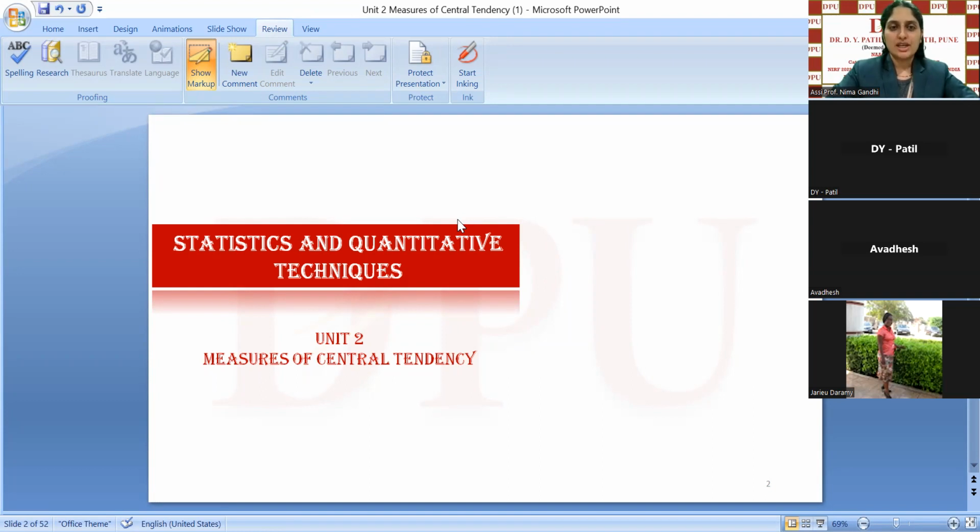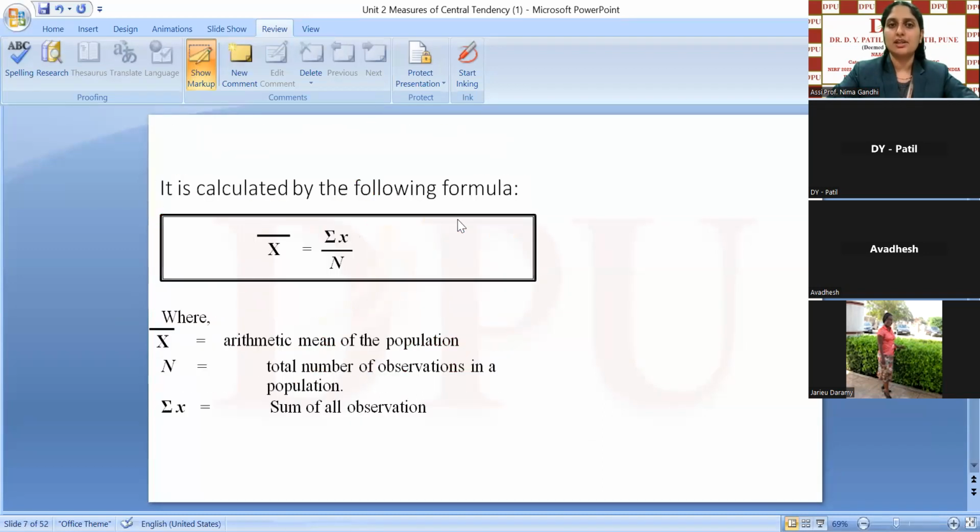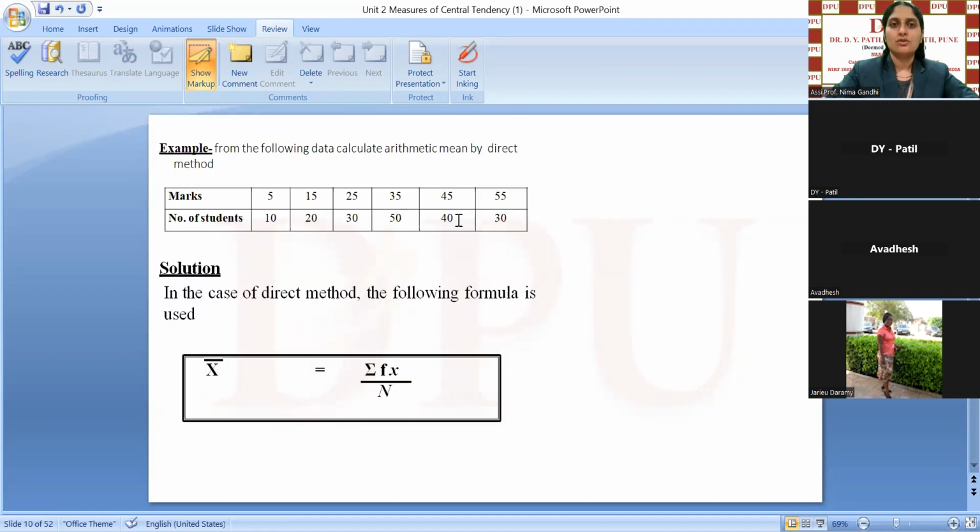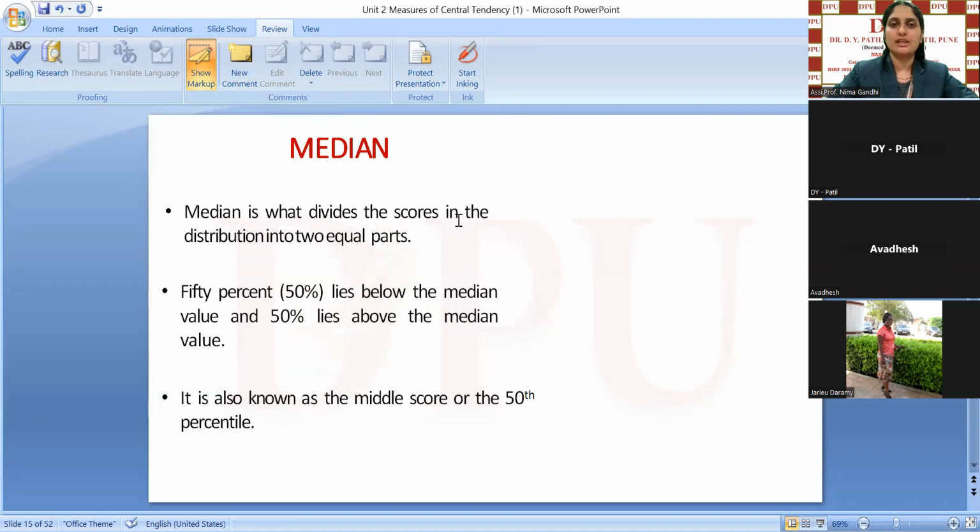Measures of central tendency, what is the meaning of this? In this you want to know a single number which is representing your whole data. We have already learned about the arithmetic mean, and now we have also seen the concept of the median. We'll see the calculations for the median. Again, I shall repeat what the median is, then we go to the mode, then we go to the third unit, that is measures of dispersion. So let's start with the median now.